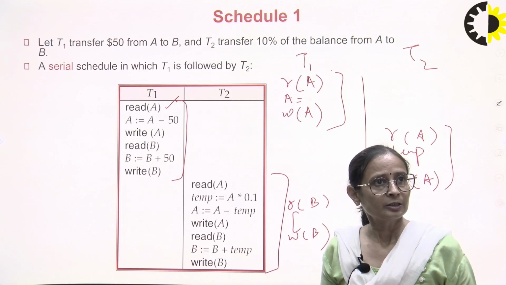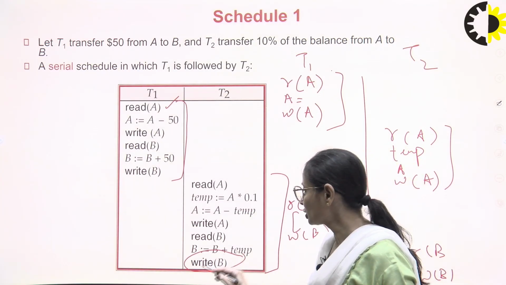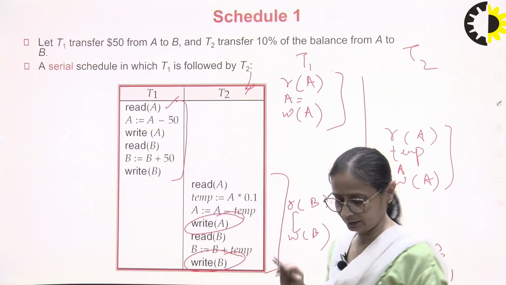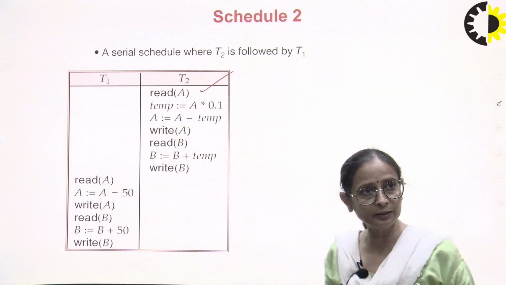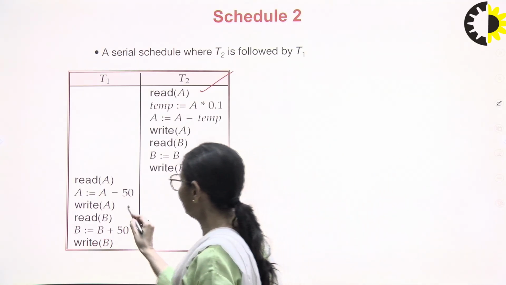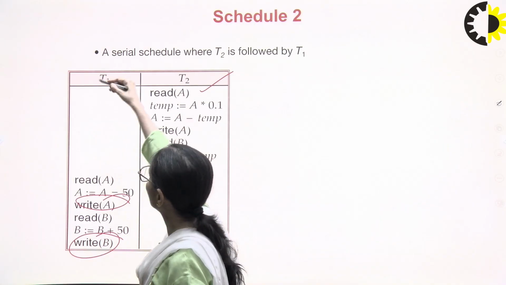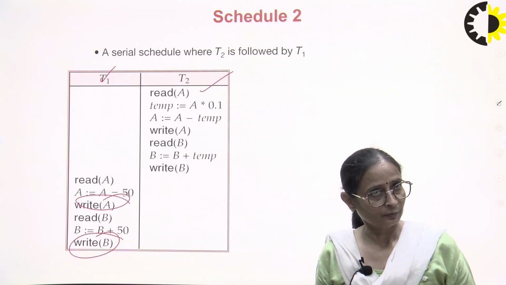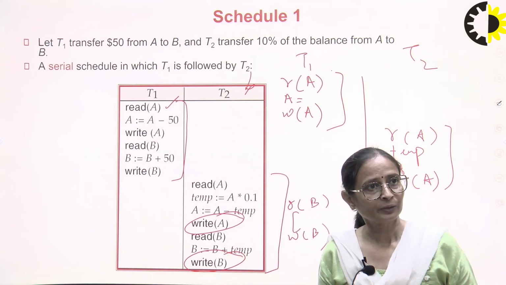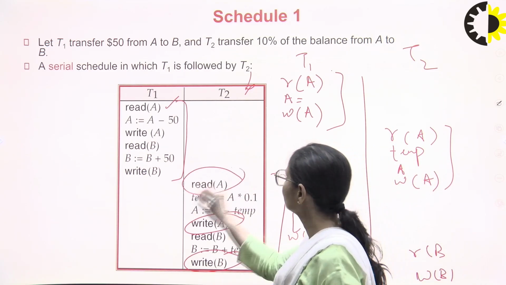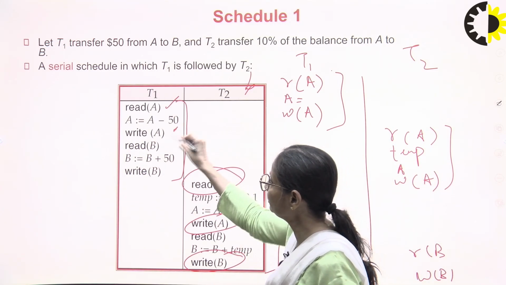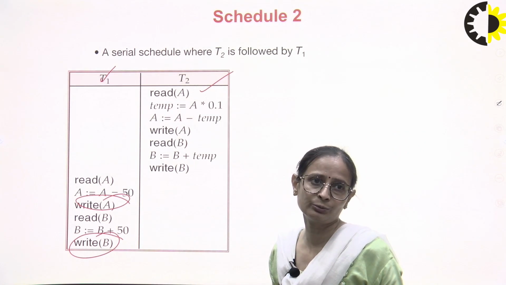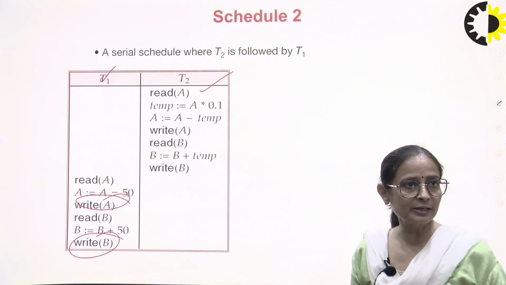Also in schedule 1, the final write operation on B is being done by T2. Similarly, the final write on A is being done by T2, whereas in schedule 2, the final operations on A and B are being done by T1. So the last property got violated. The second, the middle property, that is, T2 is reading the value which is written by T1, and this rule also got violated with schedule 2. So they are not view serializable schedules.